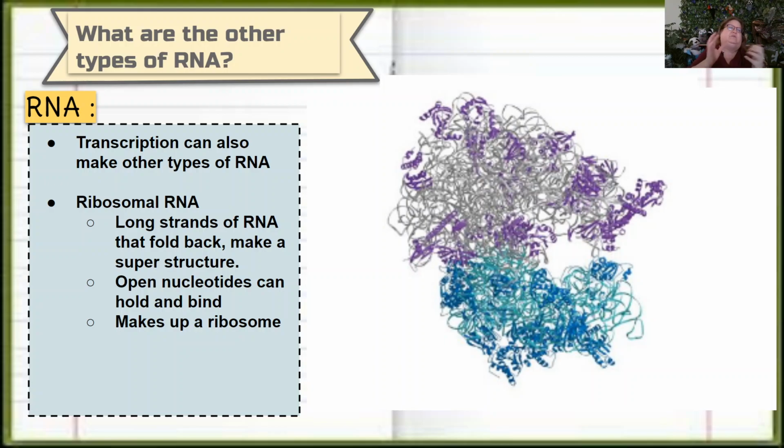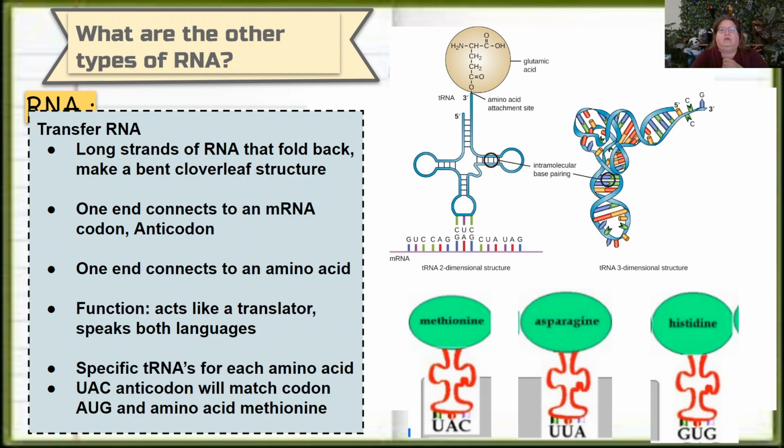Now, the only thing I really want you to know is ribosomal RNA makes up a ribosome. That is its goal, that's its job, it kind of makes the structure of a ribosome. But how do we get it? Well, we actually transcribe genes to make that ribosomal RNA.